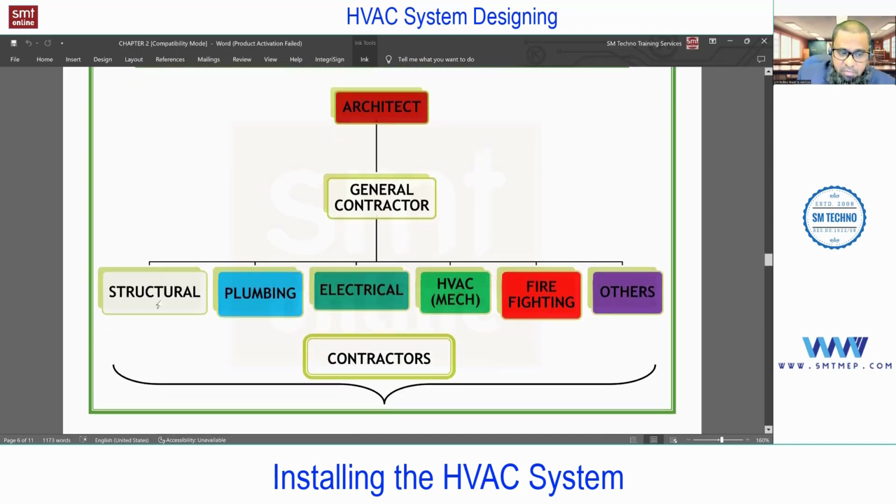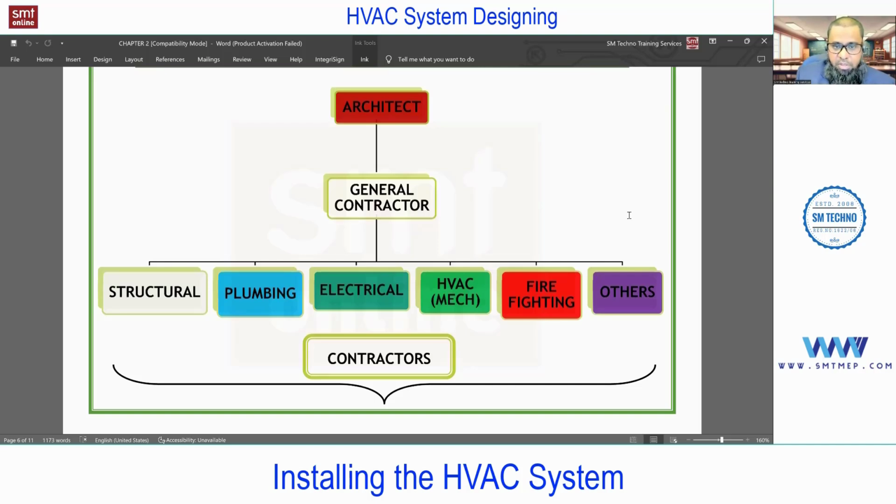In subcontractors you'll find structural, plumbing, electrical, HVAC, firefighting, etc. But at this level we bother about HVAC. So we'll discuss HVAC. Just one minute, sir. You are saying that the architect is the main consultant, right? Yes, you can consider the architect as the main consultant. But again, in the main consultant, you'll find the architect and the mechanical and electrical team of engineers.